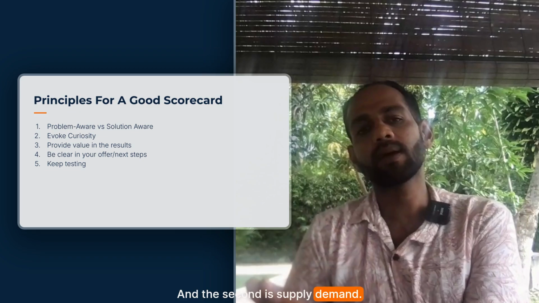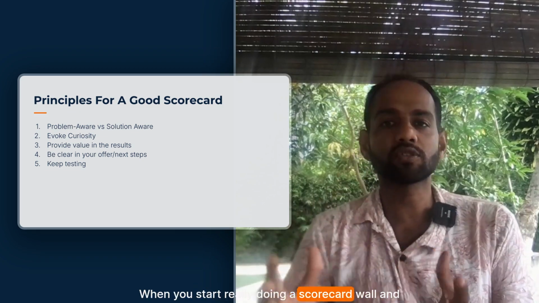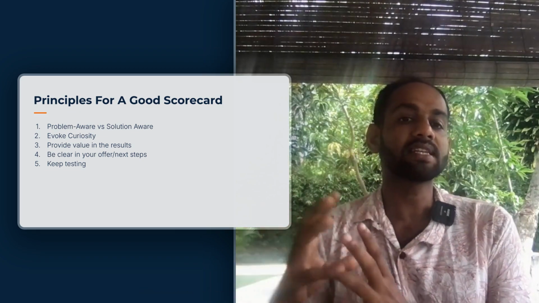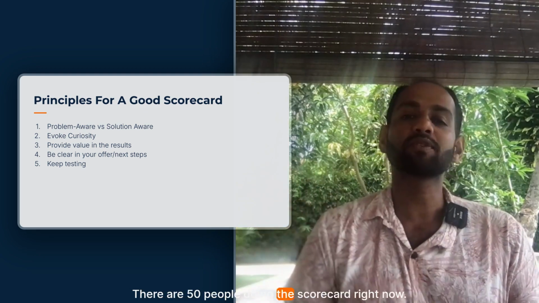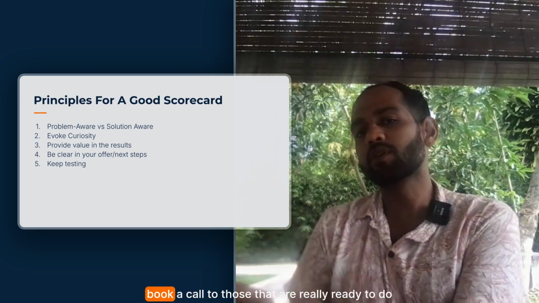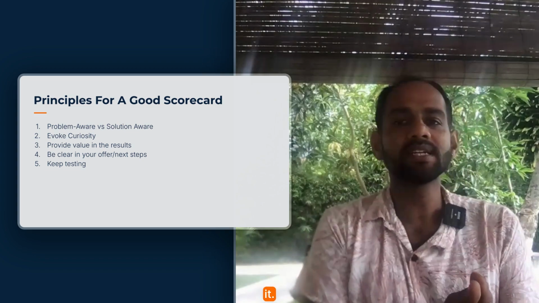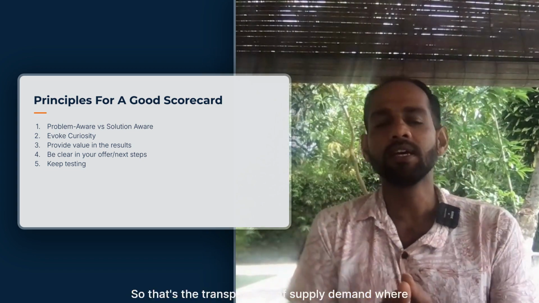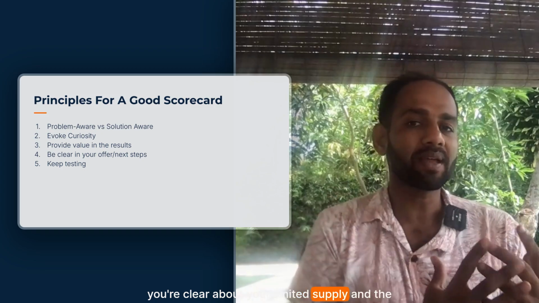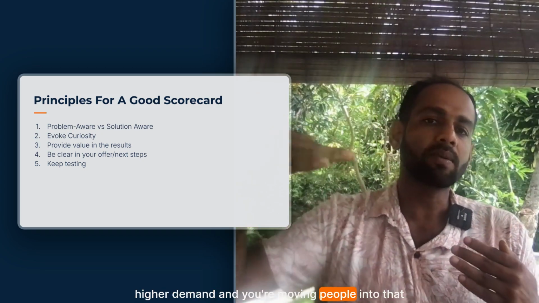And the second is supply demand. When you start really doing a scorecard well, and in the results page you say, listen, I am super busy, I can only take in 5 customers, there are 50 people doing the scorecard right now, if you're really interested, book a call. To those that are really ready to do it, then your conversion is going to be a lot higher, right? So that's the transparency of supply demand, where you're clear about your limited supply and the higher demand, and you're moving people into that funnel.